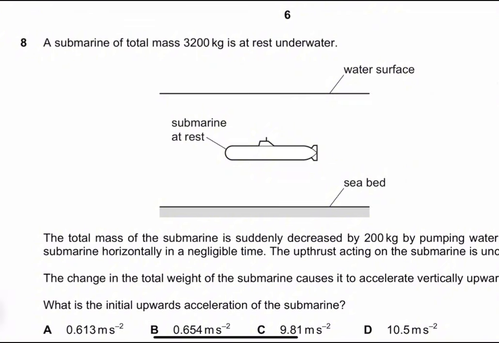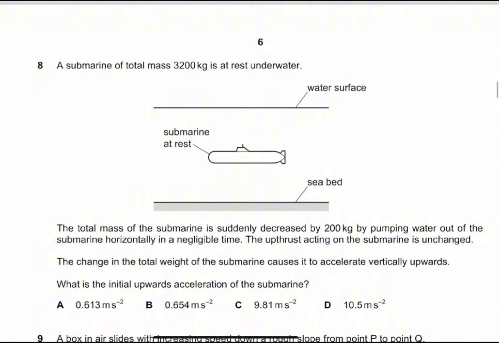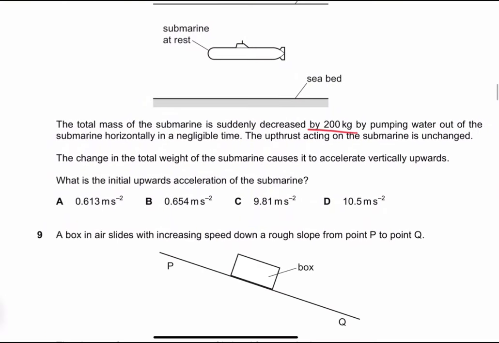Move on to question number 8. You've been given a submarine of total mass 3,200. And you've been told that that mass is suddenly decreased by 200 by pumping water out of the submarine horizontally in a negligible time.